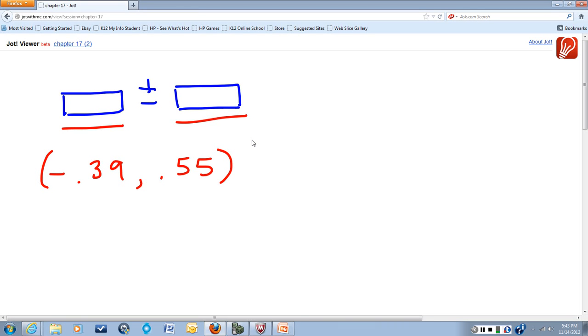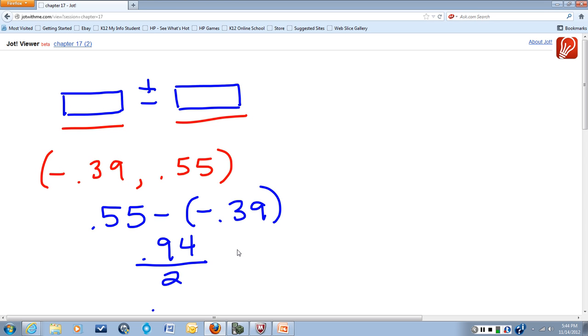So to do that, we're going to find the midpoint between 0.55 and negative 0.39. To do that, we will subtract and divide by 2. You can do that on your calculator, or you can do it by hand. You'll get 0.94. You'll divide that by 2, and that'll give you 0.47. So 0.47 is our midpoint between those two values that we're given. That is going to be our margin of error. So 0.47 will be our margin of error.